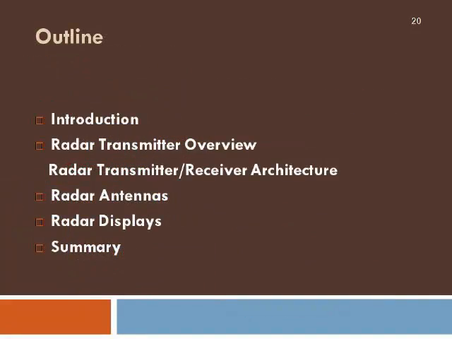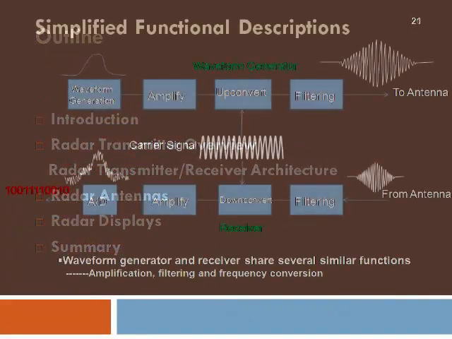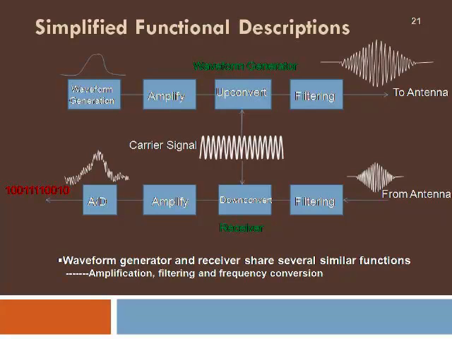Now let us see more details about the transmitter. Here the first block is going to be waveform generation. That is, here we will use a simple circuit to generate the required type of waveform, whether it is an analog signal or a digital signal. Then we are going to have the amplifier which will amplify this basic signal to the required level. Then we are going to upconvert this to the required frequency.